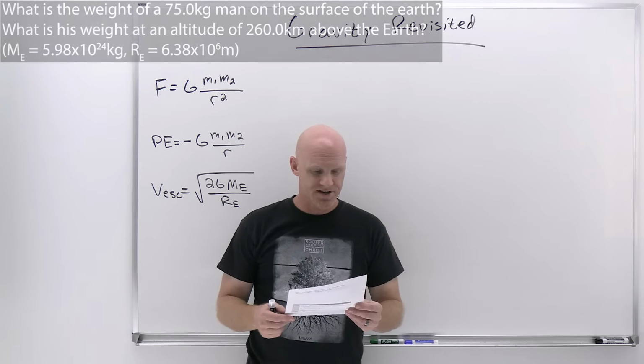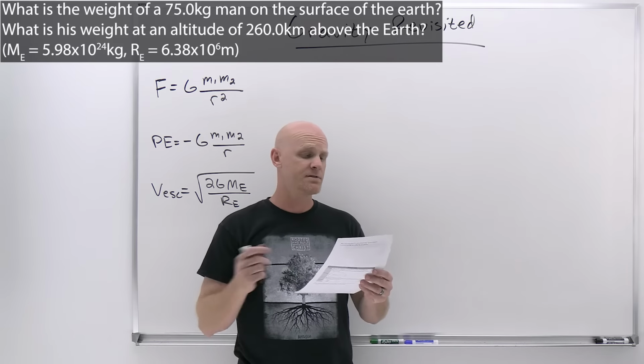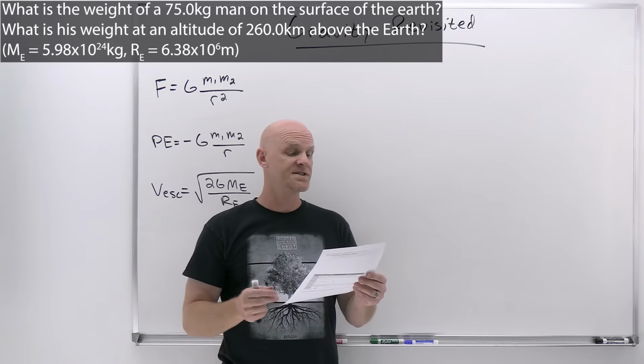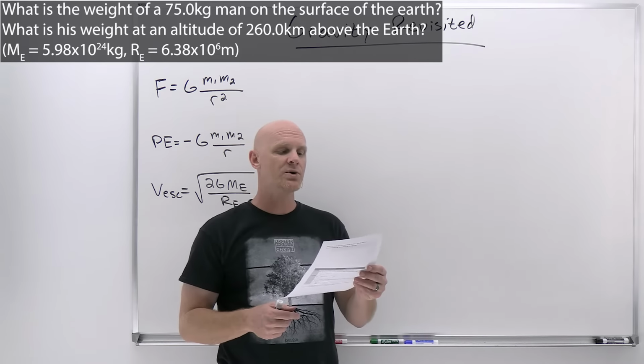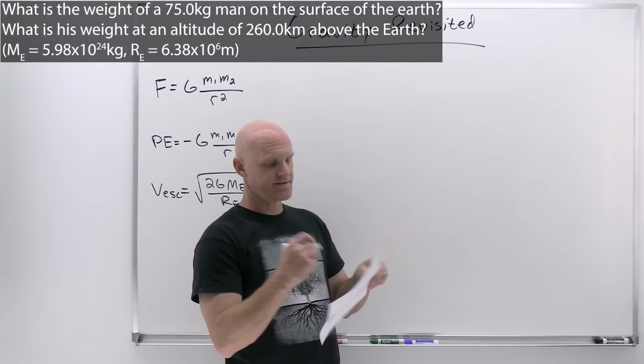So the first question here says, what is the weight of a 75.0 kilogram man on the surface of the Earth? And then the second question, similar: what is his weight at an altitude of 260.0 kilometers above the Earth? The mass of the Earth and the radius of the Earth are provided to help us calculate this.